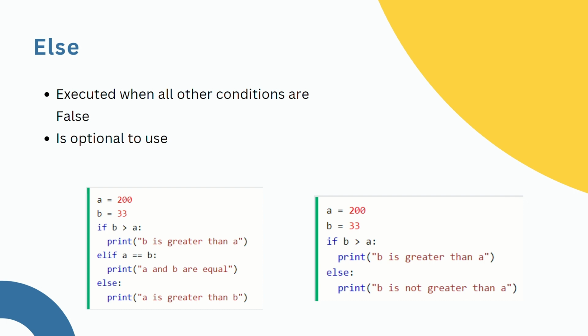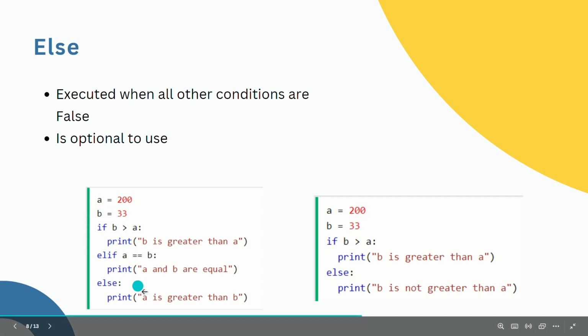So now we have the else condition. The else statement is executed when all the other conditions are false. It is optional to use, just like elif is also optional to use. The else condition is written either after if or after elif. So this is an example demonstrating how the else condition is used.